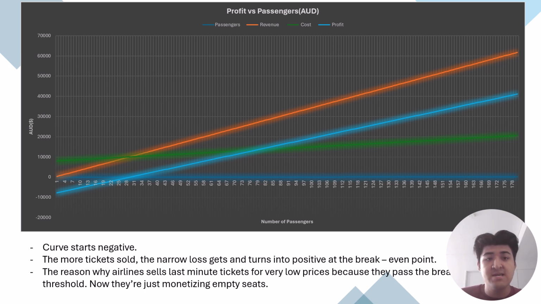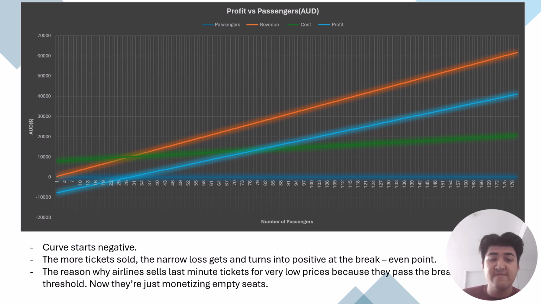Once the flight has crossed that threshold, every additional seat sold contributes directly to profit. Because the major costs are already paid for, this is the power of covering fixed costs early. The margin per passenger becomes very high. By the time the flight reaches full capacity, the profit exceeds $40,000 AUD, which shows just how much earnings can scale beyond break even.